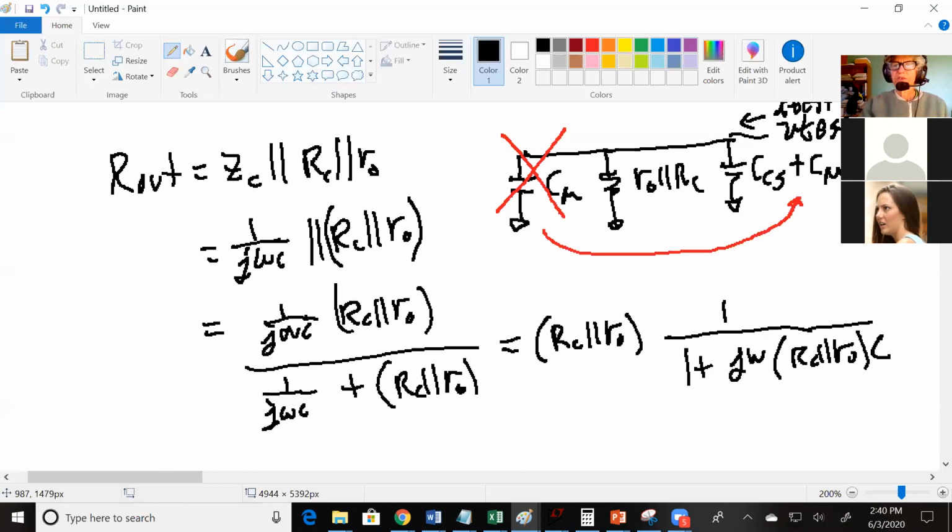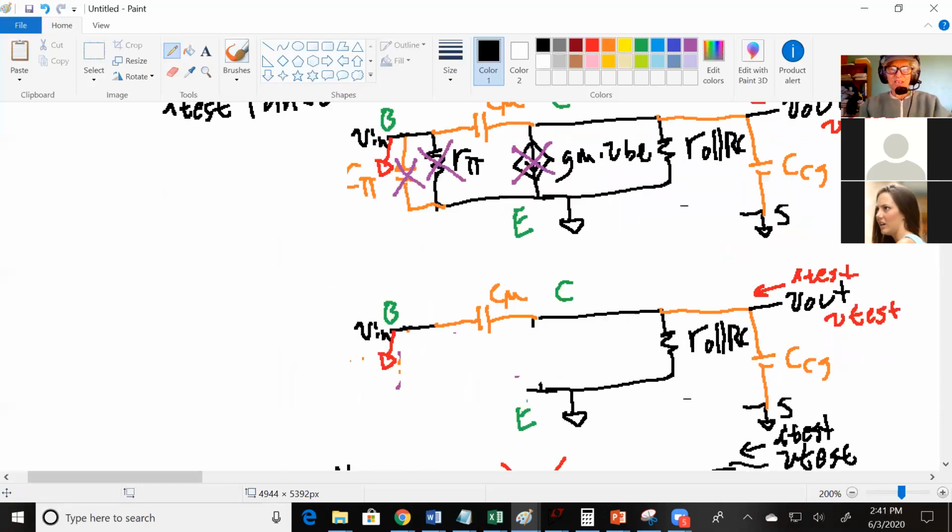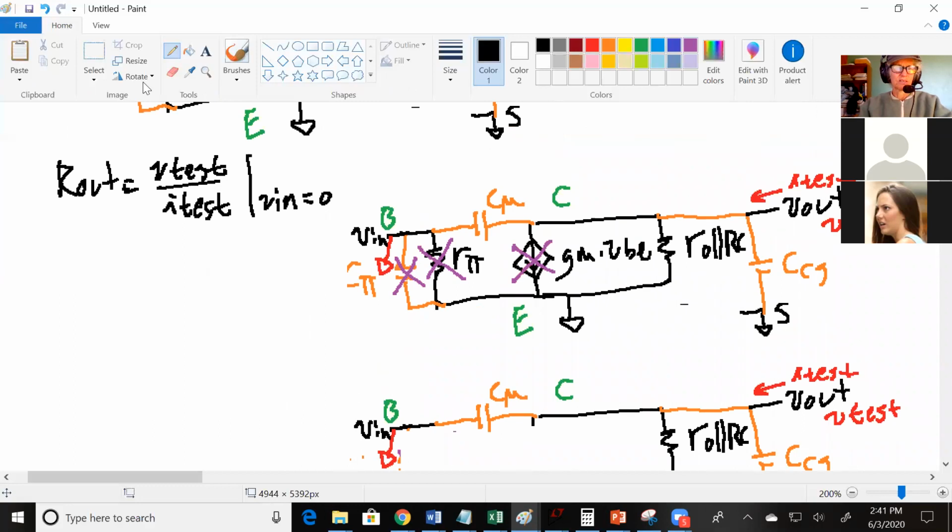Okay, so is this a pole or a zero? Does R out have a pole or a zero? It just has a pole. So R out has a pole. So I said my whole goal of introducing this is to show you where a zero comes from. So this is not it. But now let me take this picture again.